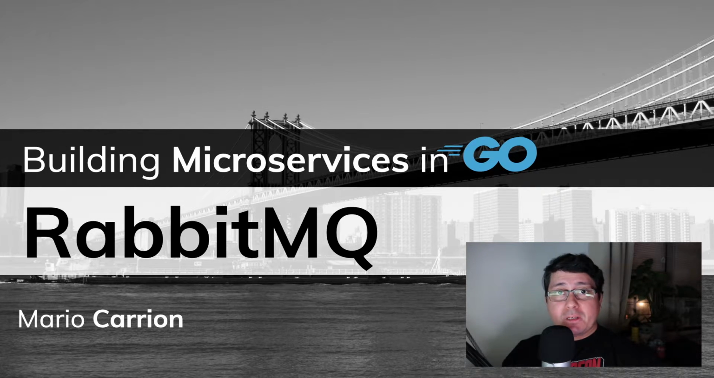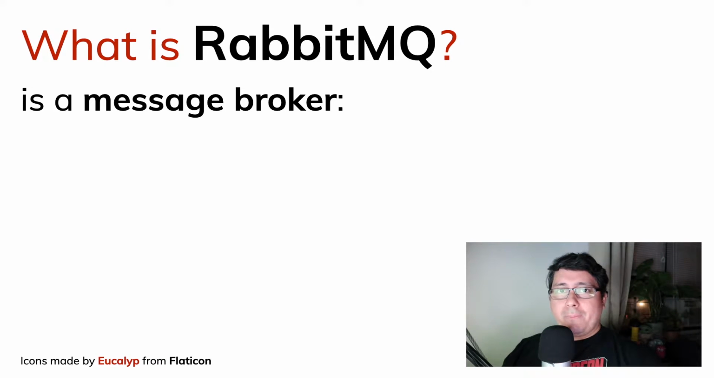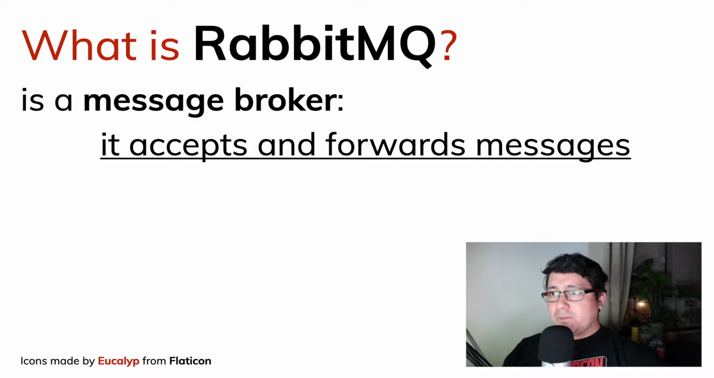In today's episode, I will share with you another tip for building microservices in Go. Specifically, I will be talking about RabbitMQ and how we can use it for implementing queues in distributed systems. So what is RabbitMQ? RabbitMQ is a message broker. It literally accepts and forwards messages.